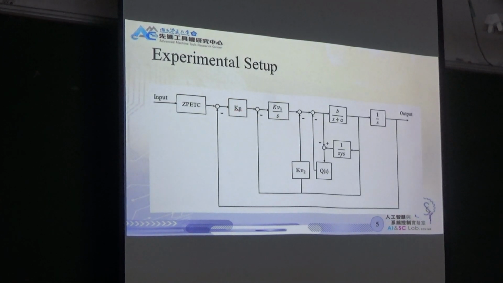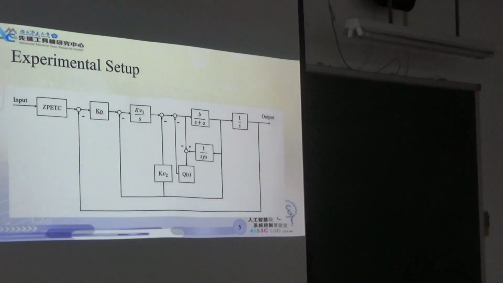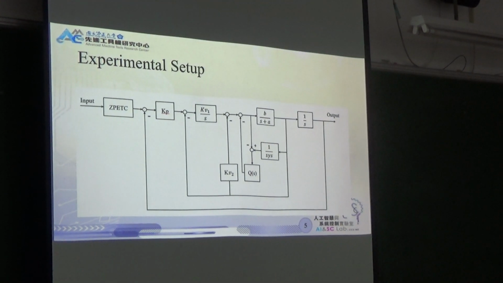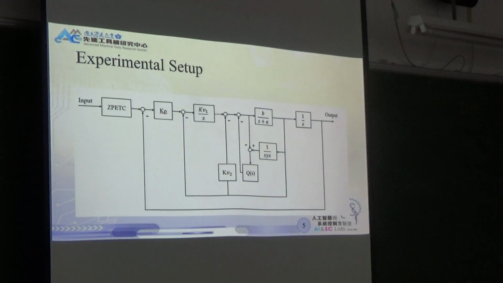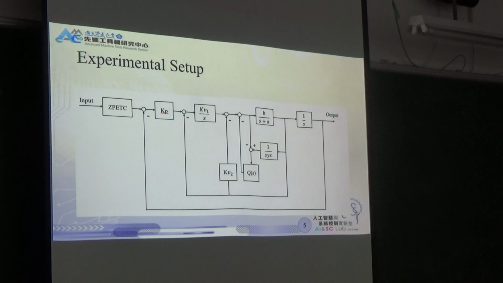So based on this problem, we designed many controllers to avoid it. In the beginning, we used the ZPETC control to bring the system output closer to the original input. And then we designed the IP controller in the velocity loop. And we also designed a disturbance observer to cancel the external disturbance.